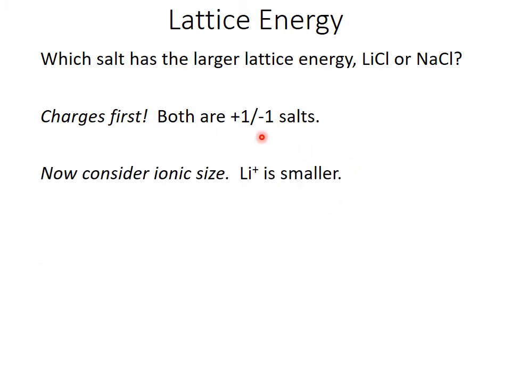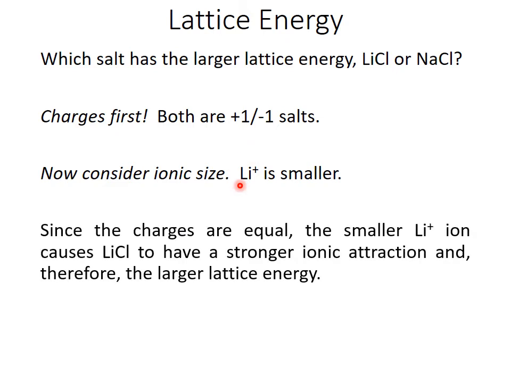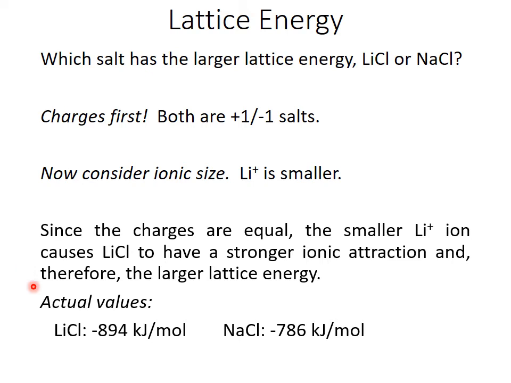So we've got +1 -1 salts, but the lithium plus is smaller. Since the charges are equal, the smaller lithium ion will cause the lithium chloride to have a stronger ionic attraction and therefore the larger lattice energy. Let's take a look at the actual values. Lithium chloride has a lattice energy of -894 kilojoules per mole, while sodium chloride has one of -786 kilojoules per mole. The lithium chloride value is more negative, therefore it has the larger lattice energy, as we would expect.